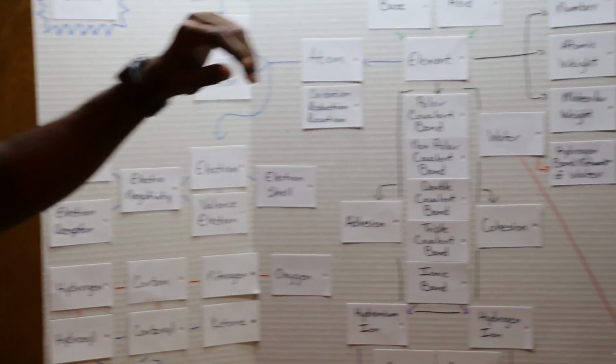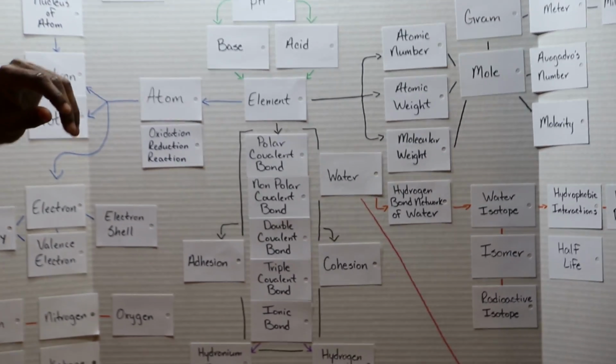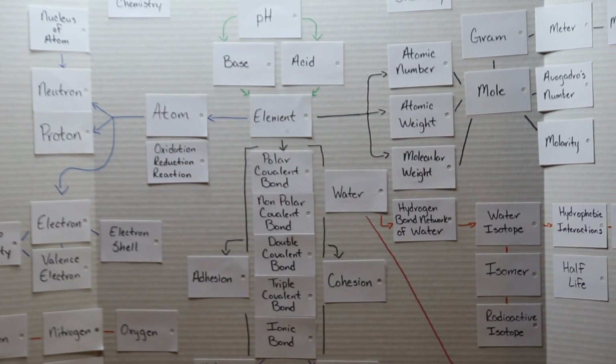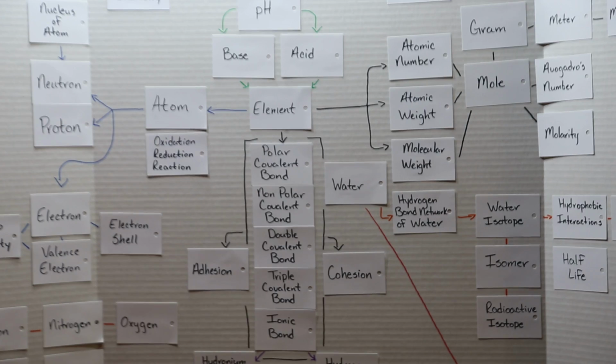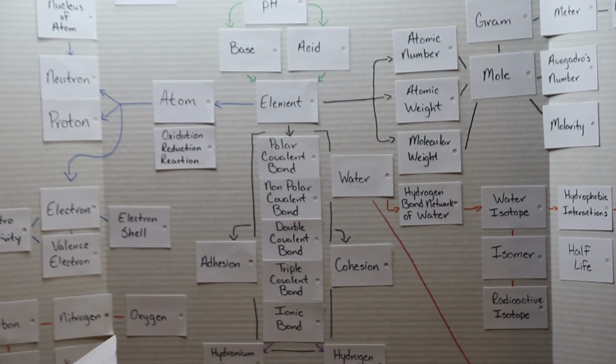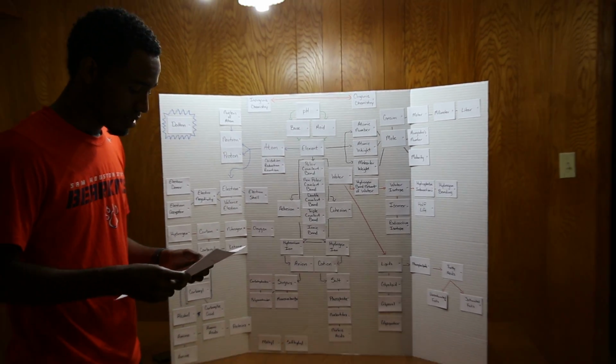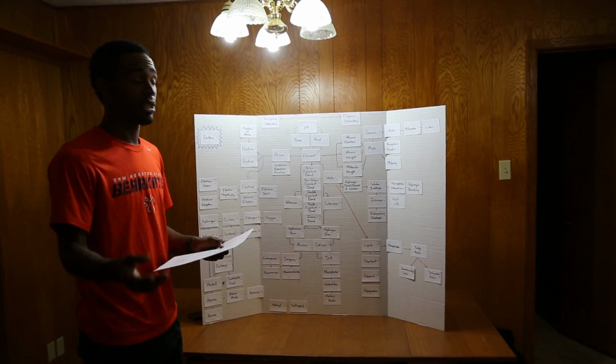Elements are used in bonds. The bonds consist of several different types of bonds. A polar covalent bond is a bond between electrons that is not shared equally. You have a non-polar covalent bond, which is a bond between electrons that are shared equally.